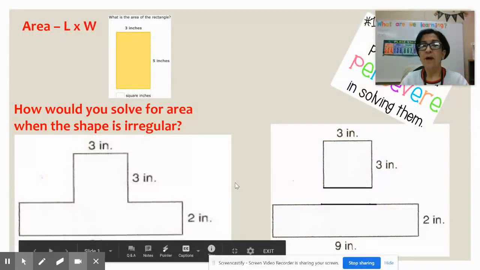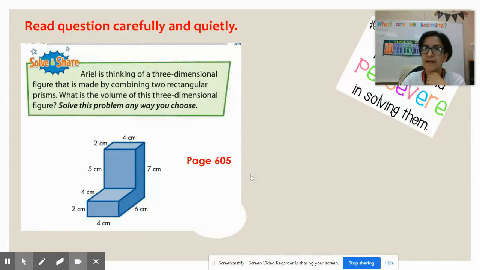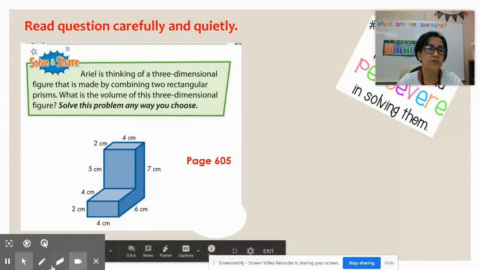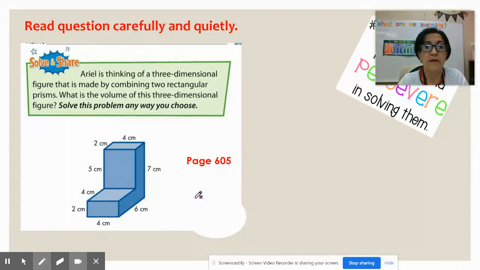So now what happens to volume? Let's go to volume. Look at this picture here. It's the same thing. It's an irregular shape. So how would you solve for this one if it is irregular? Okay, how would we do this if it's an irregular shape? You have to do the same thing. You have to separate that shape into two regular prisms. Okay, so there are two ways you can do that.